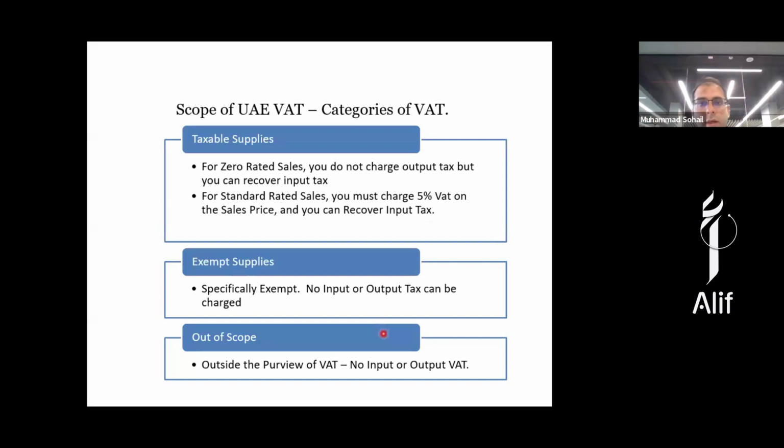Okay, so the scope of UAE VAT, categories of VAT. There are 3 basic categories of value-added tax. These are taxable supplies, exempt supplies, and out-of-scope supplies. Taxable supplies are either zero-rated or standard rated. For zero-rated supplies, it is a very favorable position because you do not need to charge output tax, and at the same time, you can recover input tax. For standard rated sales, you must charge output tax, and you can also claim input tax. For exempt supplies, there is no input or output tax. And finally, out-of-scope supplies are outside the purview of VAT, and there is no input or output VAT.